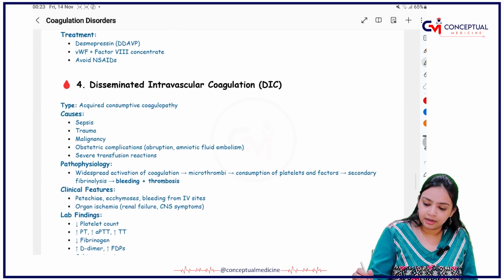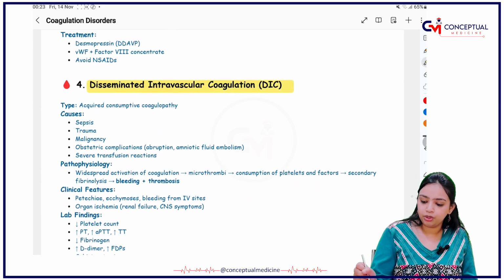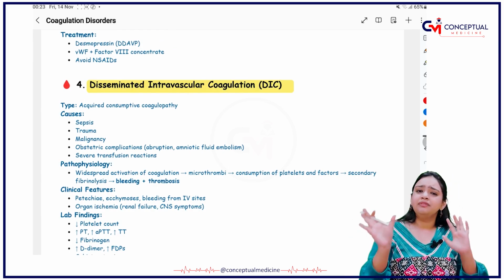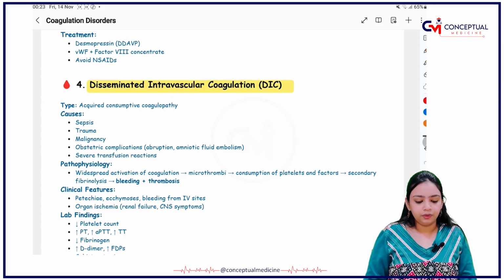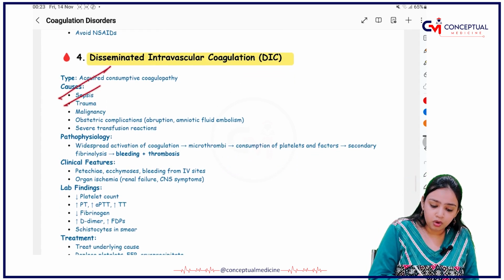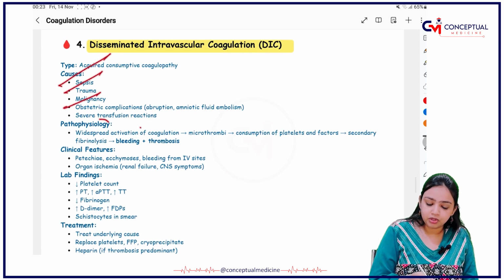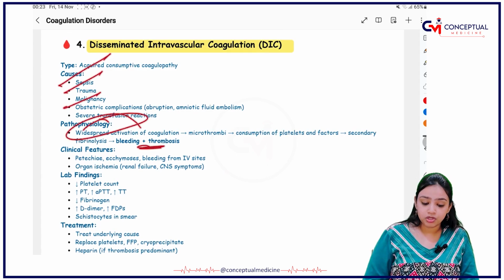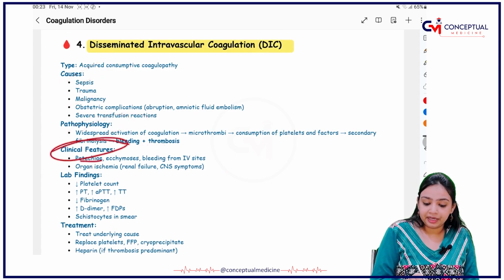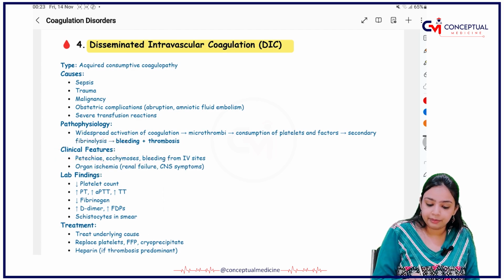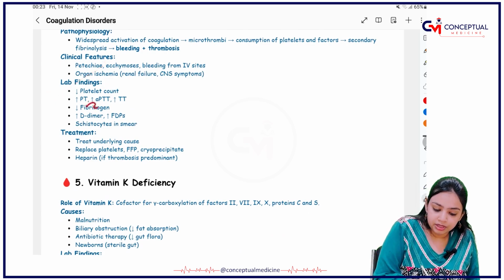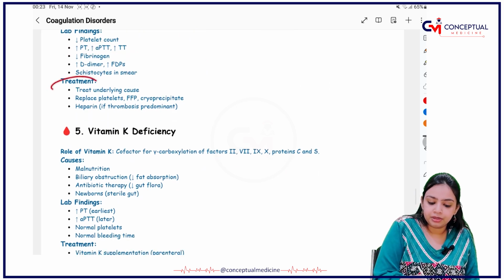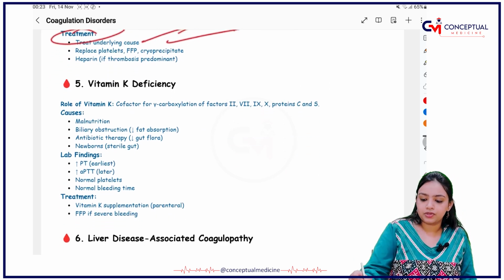Now next thing is DIC. Although I have told you separately about DIC, we will just have an overview. It is an acquired consumptive coagulopathy. Causes are sepsis, trauma, malignancy. What is the pathophysiology? There will be bleeding and thrombosis. Clinical features: there will be petechiae, ecchymosis and there will be ischemia. In the lab findings, I am able to see an increase in PT and aPTT. Then in the treatment, I have to treat the underlying cause.